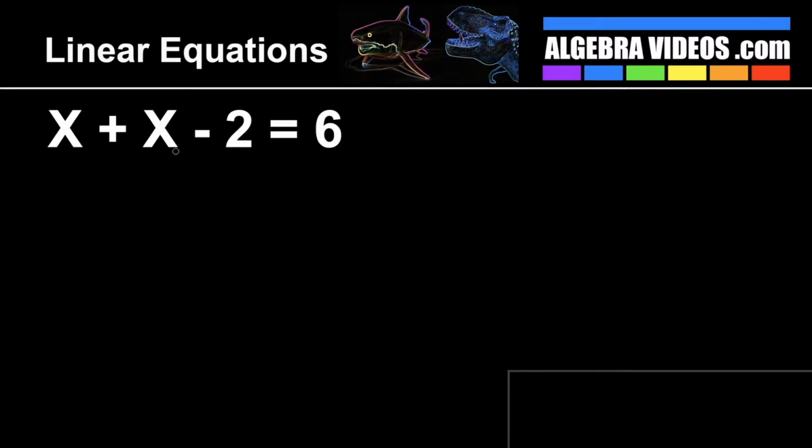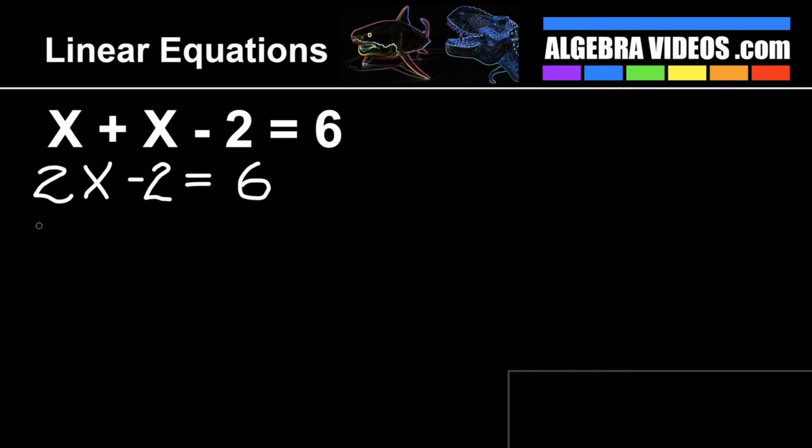So x plus x, that can be simplified to 2x. And then we'll just leave everything else the same for now. Minus 2 equals 6. And now I would like to get rid of this 2 on the left side that's here by itself. So I have a minus 2. One way to get rid of it is to add 2 to both sides. So anything you do to one side, you can and must do to the other side.